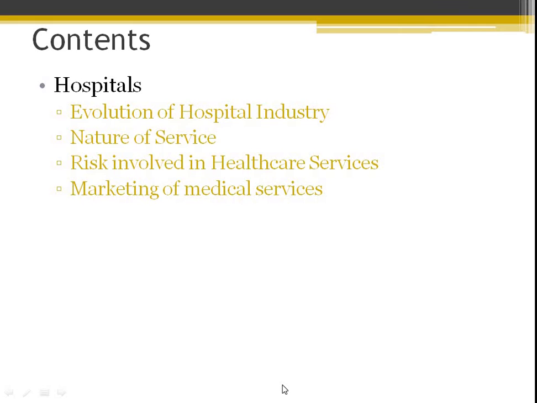The contents of this video would be about hospitals. In this content, we are going to learn step by step. The first point is about the evolution of the hospital industry. The second would be the nature of service, followed by the risk involved in health services, and the last one would be marketing of medical services. So let's get started to learn one by one in depth.